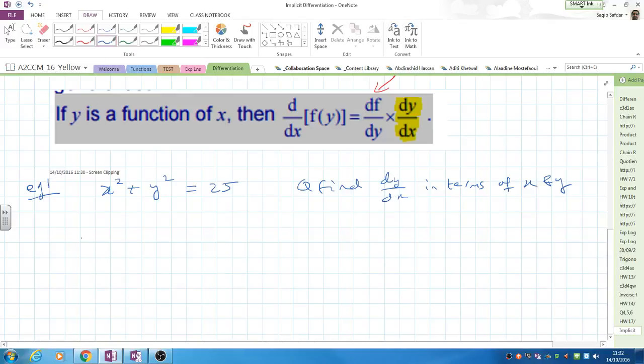What we could do is simply do d over dx of both sides. I'll write this out just for the first time we're doing it, but I probably wouldn't do it for the other examples. So all I'm doing is differentiating both sides with respect to x, and that means differentiating each term with respect to x.